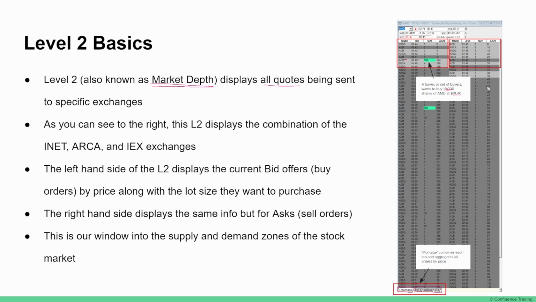The right-hand side is just all of the orders that people have out in the market where they want to sell. Now, the key takeaway here is that this level 2 and all of these orders is our window into the supply and demand zones of a stock. We can see where people want to purchase or want to sell the stock, and that's incredibly valuable information.